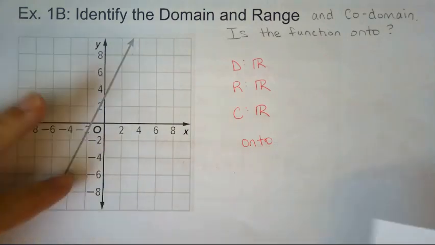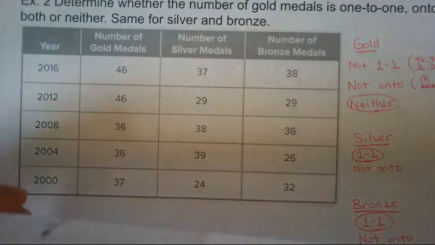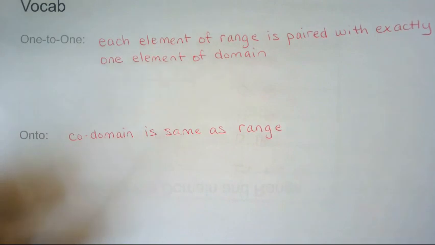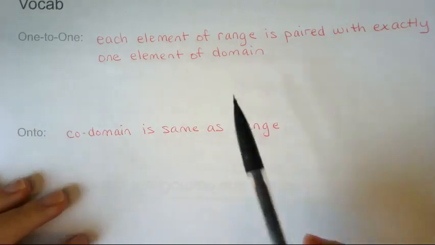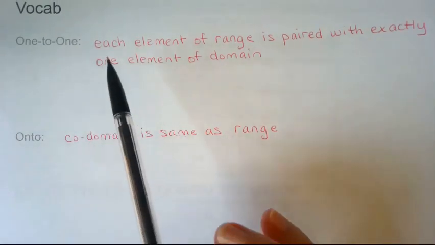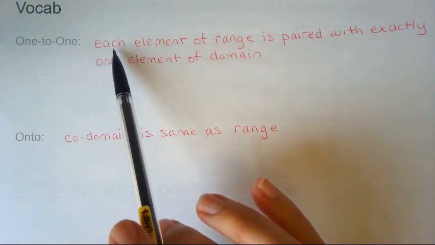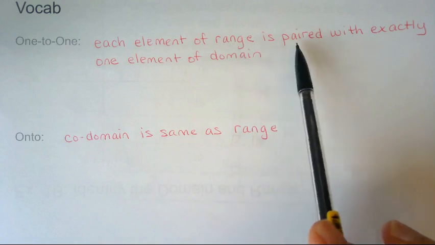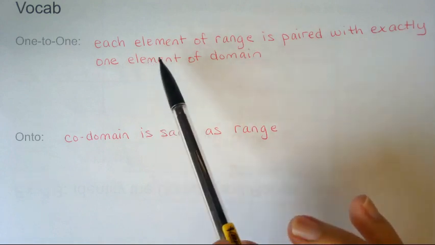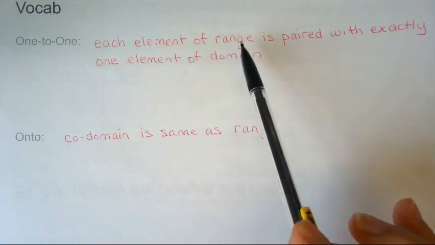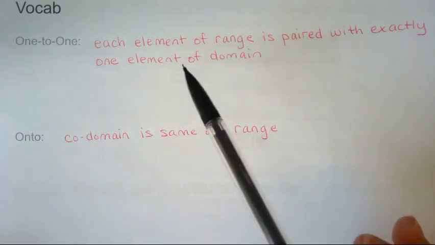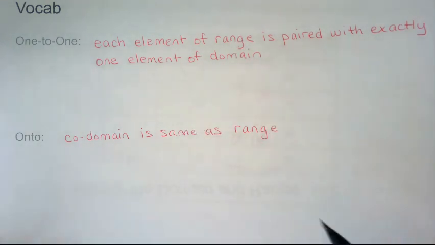All right, we went ahead and defined what an onto function is. But one other definition that we would need to do is called one-to-one. And that is the case in which each element of the range is paired with exactly one element of the domain. So you're looking to make sure that the range is not duplicated. Okay, so your y values cannot be duplicated in order for it to be one-to-one.